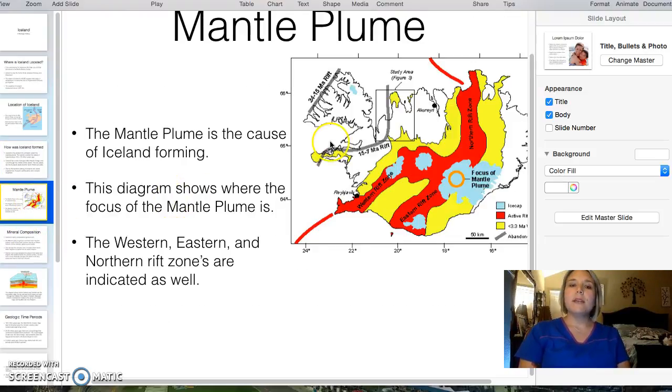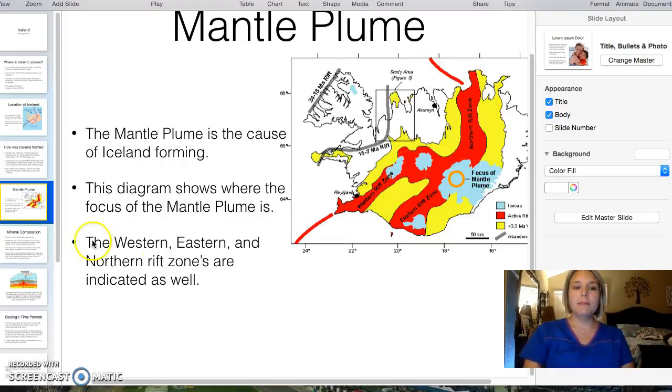This is a little diagram of the mantle plume where Iceland was formed right here, and that made the whole land mass. It also shows the different rift zones, with the western rift zone, the eastern rift zone here, and the northern rift zone here. I thought this was a pretty good diagram.